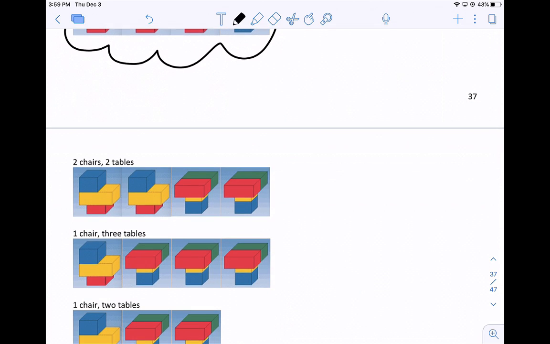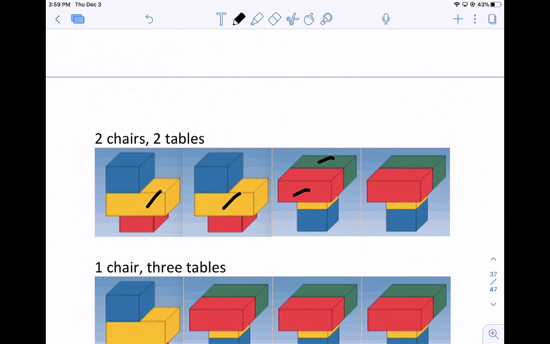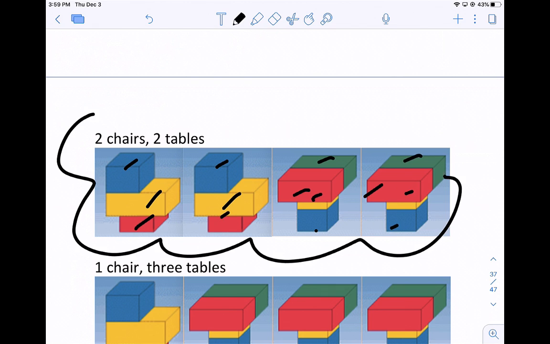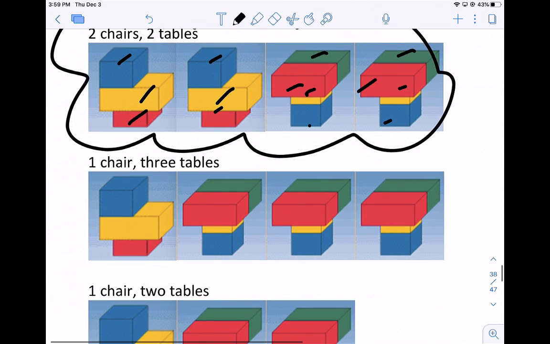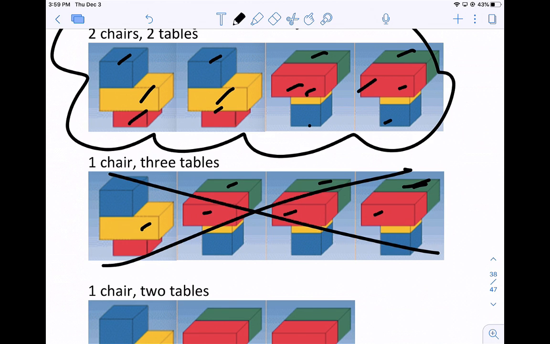Okay. Let's try this one. Again, there are 6 big pieces. 1, 2, 3, 4, 5, 6. That works. 8 small. 1, 2, 3, 4, 5, 6, 7, 8. All right, this one works. Let's try this one. 1, 2, 3, 4, 5, 6, 7. Okay, this one doesn't work because we only have 6 big pieces. So we can't do that one.